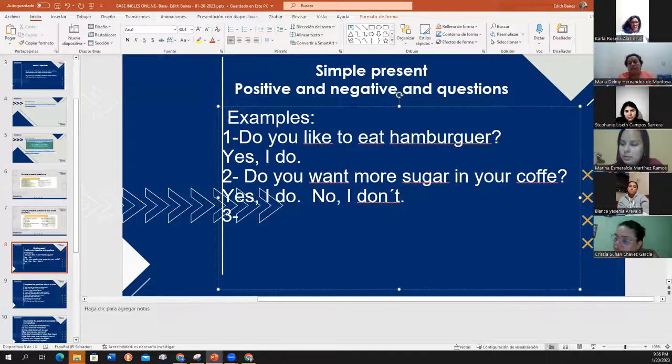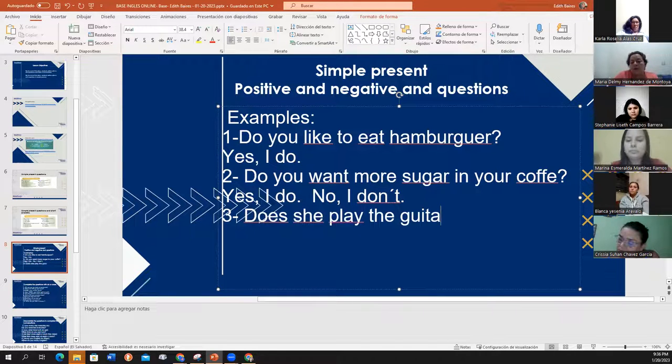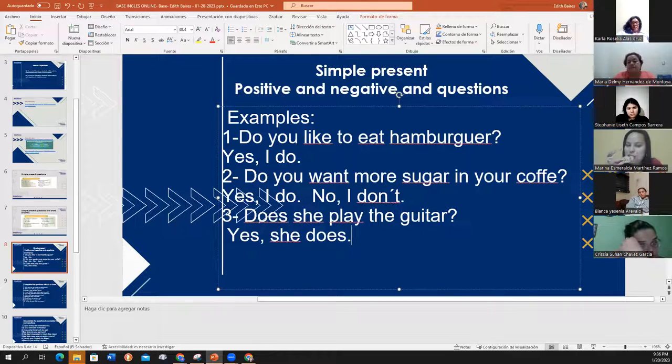Do you like to play guitar in class? Does she play the guitar? Well, how will be the answer? Yes. Okay. Those are short answers, right? Las respuestas cortas, solo con un yes or not. Okay. What else?